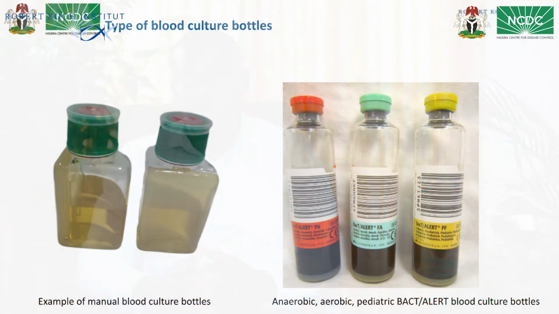There are different kinds of blood culture mediums, such as the TSB broth medium, the biphasic medium, which has a solid phase and a liquid phase for isolation of pathogens, and also the automated systems, of which the BacT/Alert is one of them, BacT/Alert bottles.